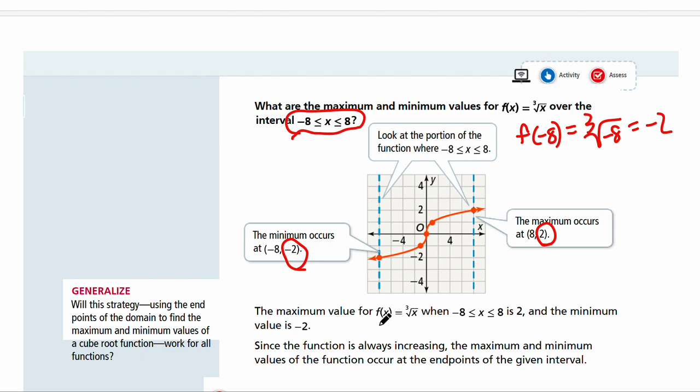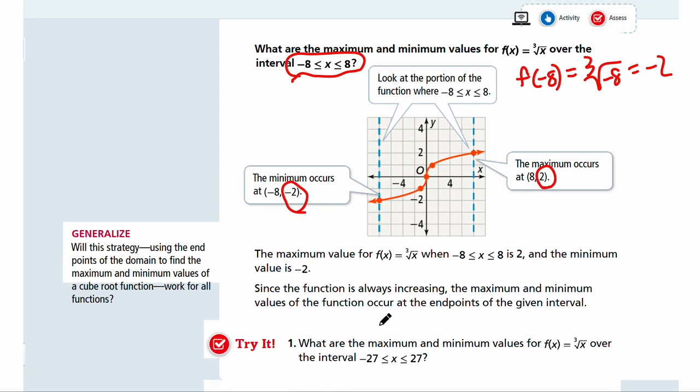Okay, let's look at try number 1. What are the maximum and minimum values for the function of cube root of x over the interval -27 to +27? So using the same method here, figure out the endpoints and you'll be able to figure it out. Pause the video, come back when you are ready for answers.